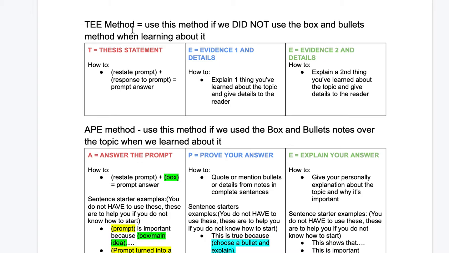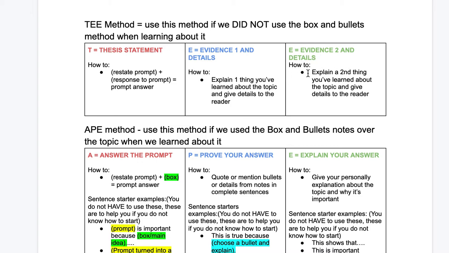So, the T method, this is a method that we use when we didn't know about box and bullets, okay? What the T method is: T, a thesis statement. This is where you're restating the prompt and then responding to it, giving your answer to the prompt. Then you give me one piece of evidence and some details about that. So you explain one thing you've learned about the topic and give details to the reader.